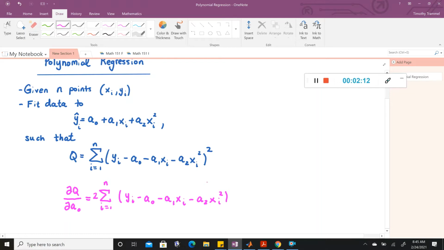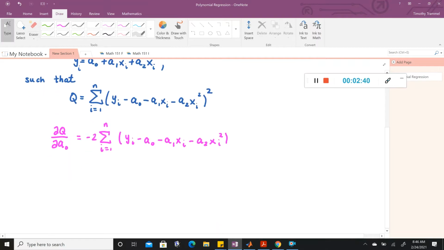And since we're differentiating with respect to a0, we'd also need to multiply all this by minus 1. So I'm just going to make myself a little more space here and insert that minus 2 right in front of the sum. There we go. There's room for our minus 2 now. So there's one of them. Okay. Let's take our partial with respect to a1.